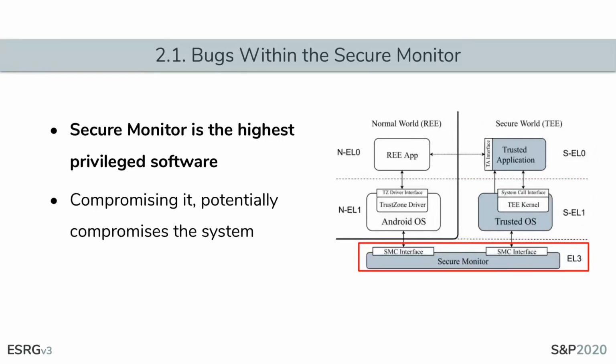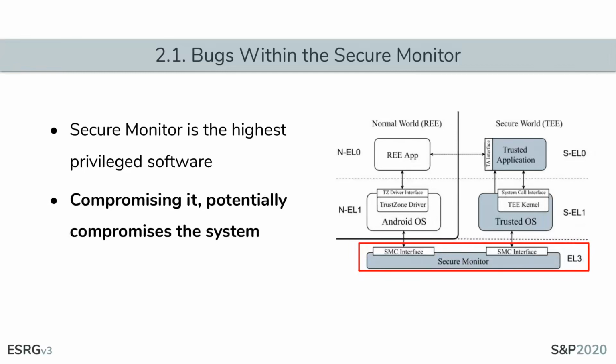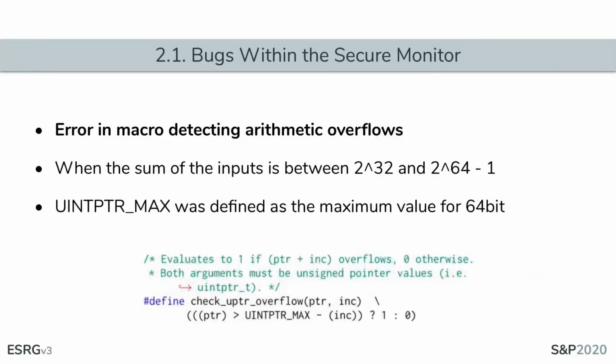The secure monitor is the highest privileged piece of code in the system, and by exploiting a bug in the secure monitor, an attacker can automatically gain full control of the device. This bug was present in the ARM Trusted Firmware, which is ARM's reference implementation for secure monitor software. This implementation is often configured by vendors to meet their particular needs and is incorporated as part of their TE solution. Let's take a look at the bug.